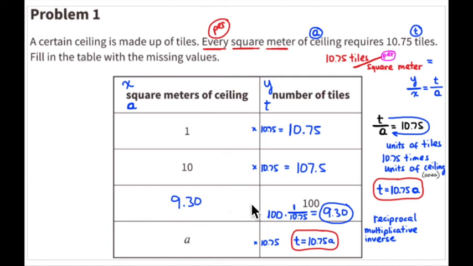And that makes sense. This is a little bit less than 107. I could cover 10 square meters with 107 tiles. I have fewer tiles, so I can cover lesser area, but not by much. 9 3/10 square meters versus 10 square meters.